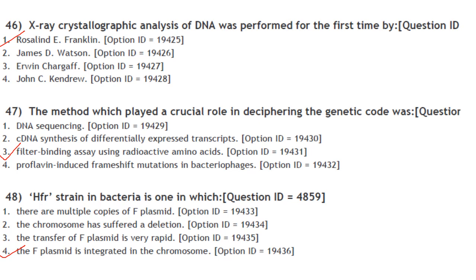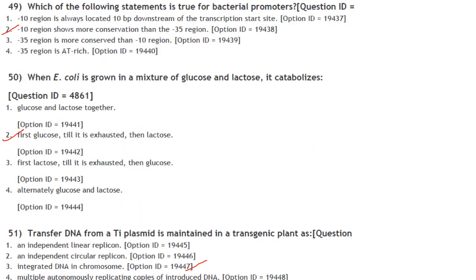The method which played a crucial role in deciphering the genetic code is the filter binding assay using radioactive amino acids. Answer is option 3. Then Hfr strain in bacteria is one in which the F plasmid is integrated in the chromosome. Answer is option 4. Which of the following statements is true for bacterial promoters?